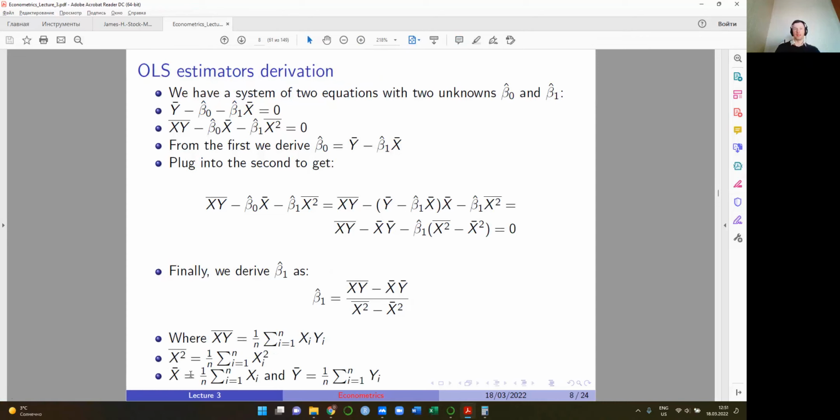And x bar and y bar are familiar sample averages, sample means. So we need to calculate 4 elements in order to calculate this beta 1 hat. And once you have beta 1 hat, you can plug it here and calculate beta 0 hat. Yeah, we are done with the building of ordinary least squares estimators for beta 1 and beta 0 based on the sample.